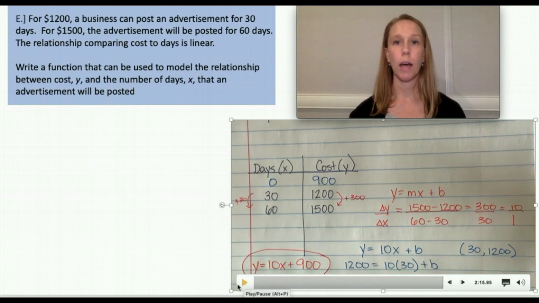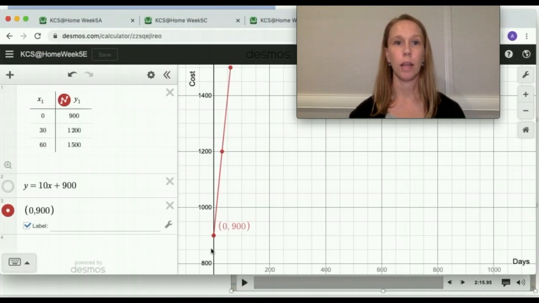Again, if I want to go back and look at a graph, I can see it here where I've put the table of values in. I went ahead and put in that starting value now that I found it, because now I can see that's my y-intercept, and that's where it starts.